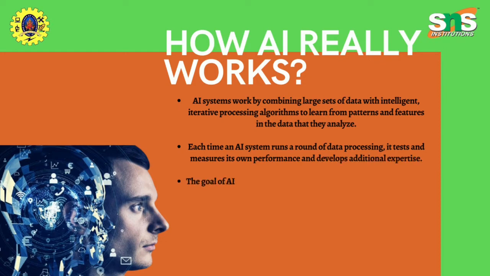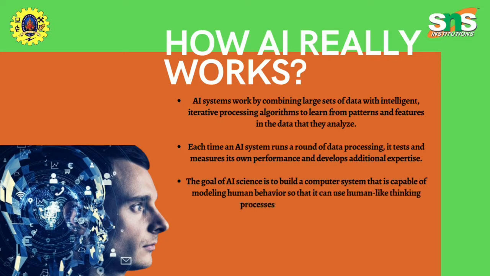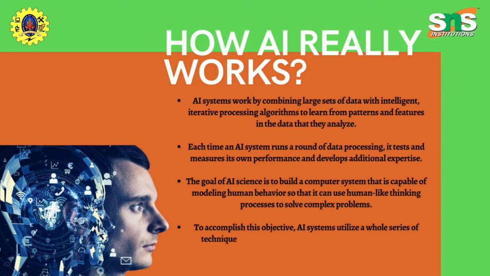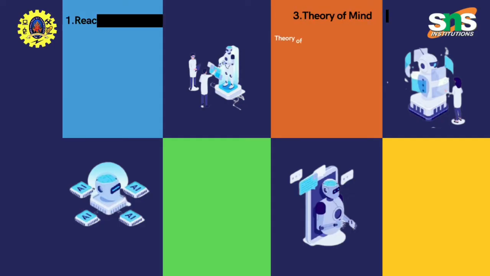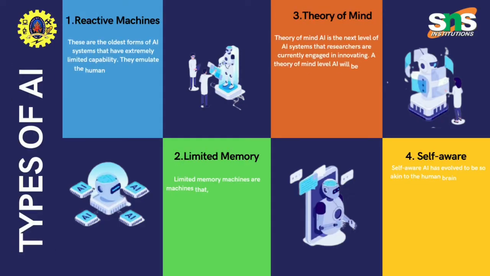and develops additional expertise. The goal of AI science is to build a computer system that is capable of modeling human behavior so that it can use human-like thinking processes to solve complex problems. Finally, to accomplish this objective, AI systems utilize a whole series of techniques and processes as well as a vast array of different technologies. Now, let's talk about the types of AI in brief.